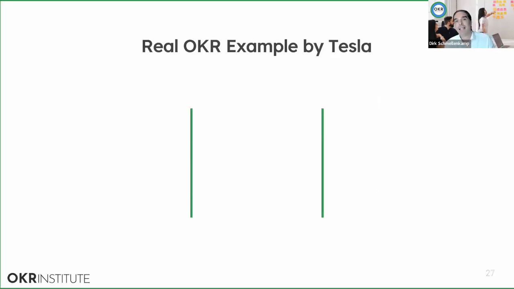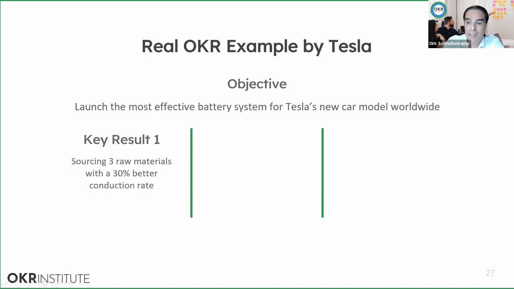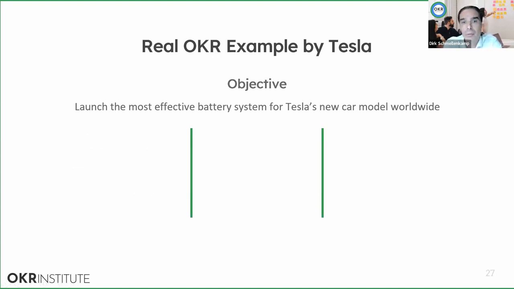So let's go directly into a real example by Tesla. Tesla is actually not even shy to share some of their OKRs with their whole organization. They share it worldwide. That's how convinced they are with their OKRs, because they're always one step ahead. Last, I picked up this OKR, an objective for Q4 2020. They said, we want to launch the most effective battery system for Tesla's new car model worldwide.